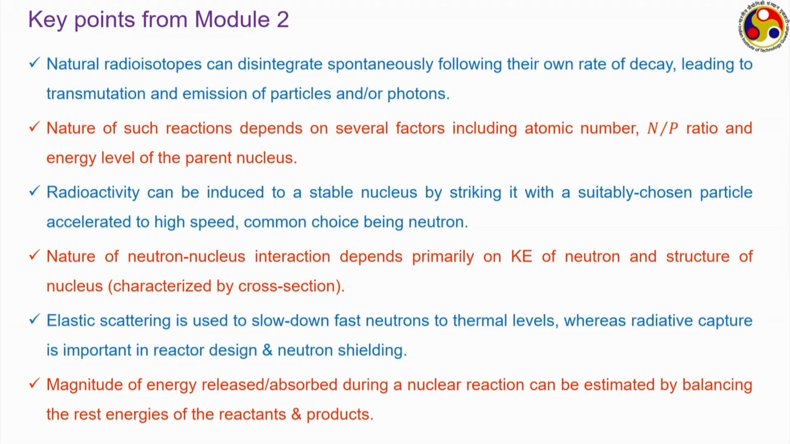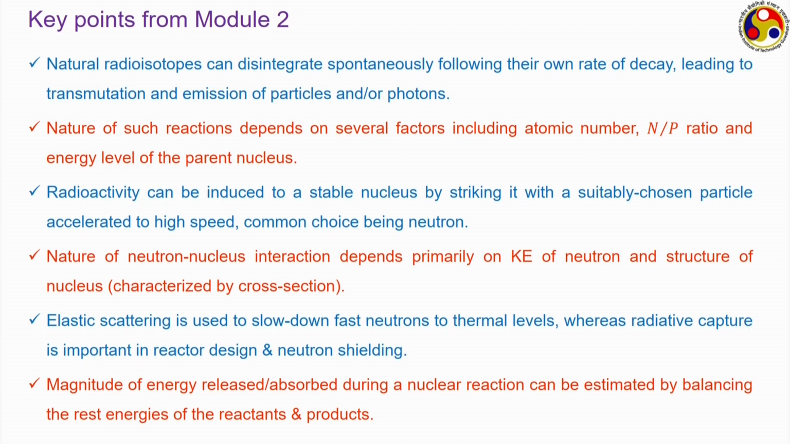If we summarize the key points from this module, first we have studied about the natural radioactivity phenomena, where we know that natural radioisotopes can disintegrate spontaneously following their own rate of decay and half-life, and half-life being a characteristic of every isotope. So, the rate of decay is unique to any kind of isotope, and such kind of decay leads to transmutation, that is formation of some other isotopes, and also emission of particles and or photons.